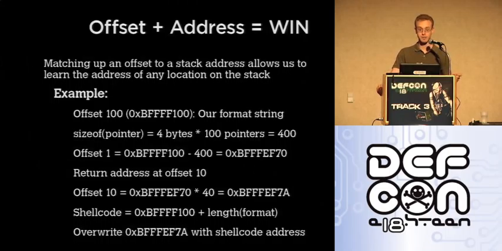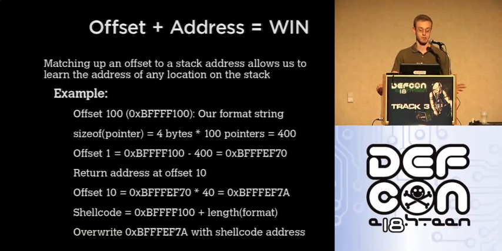So given this offset that we found in the first stack dump and the address that we found in the second, we basically have a method to allow arbitrary writes on the stack. We know that since offset 100 is at, for example, stack pointer BFFFF100, and we know that a pointer is 4 bytes, we know, for example, that offset 1 is going to be minus 400 values from that offset, basically.